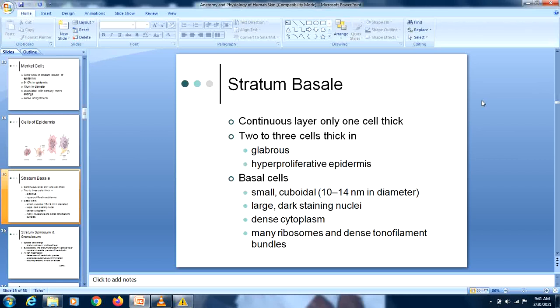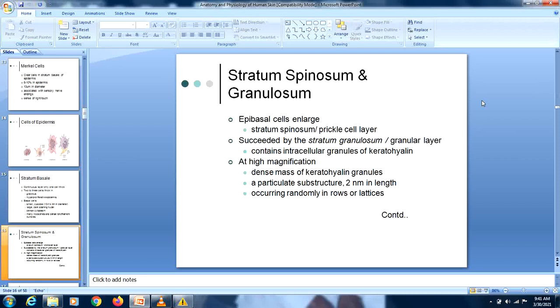Now, stratum basale basically is a continuous layer only one cell thick, and it is 2 to 3 cells thick in glabrous hyperproliferative epidermis. Basal cells are basically small cuboidal, with large dark staining nuclei, dense cytoplasm, many ribosomes and dense tonofilaments. Stratum spinosum and granulosum are basically epibasal cells. They enlarge to produce stratum spinosum or the prickle cell layer, succeeded by stratum granulosum or granular layer, which contains the intracellular granules of keratohyalin.